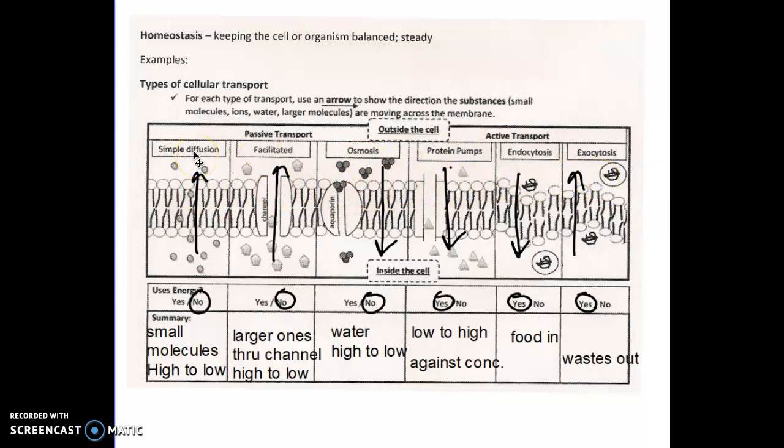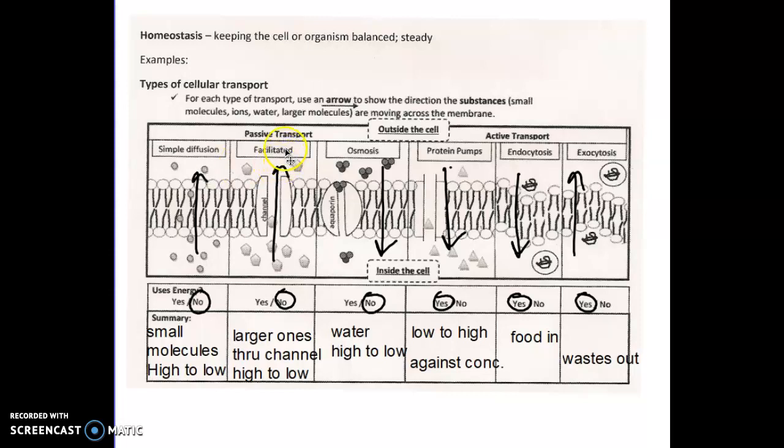Okay, so for simple diffusion, and this is how small molecules enter, like glucose or oxygen or carbon dioxide, no energy required. They move from a high concentration to a low concentration. So think you're trying to equal things out. Do you see how you have like 6 particles here and only 2 here? So if you were trying to make things even, make things fair, 2 particles would move from here to over here. That's simple diffusion. It does not require any energy for that to happen.